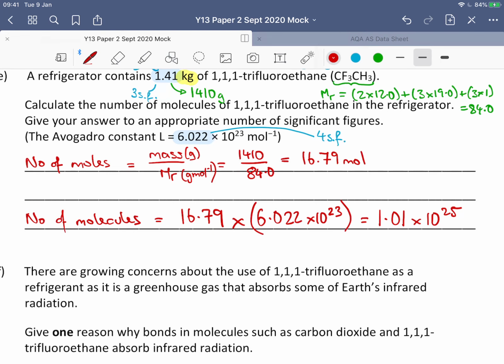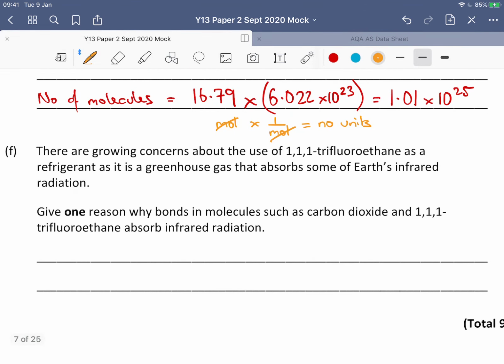And there's my answer. And there are no units. It's just a number, because if you think about the units we were using, we had moles times, and if you look at Avogadro's constant, it's per mole. So when you multiply those together, there are no units. It's just a number. Okay. Any questions about that, please ask.